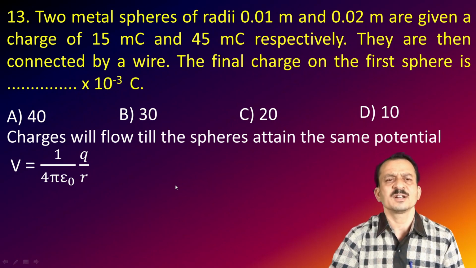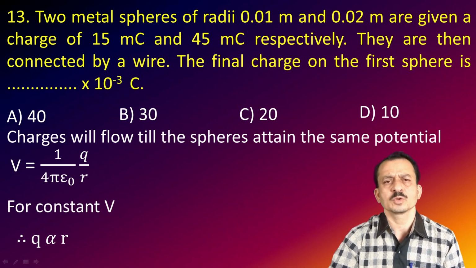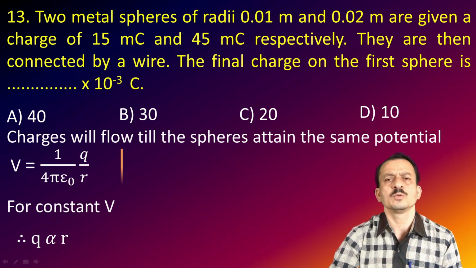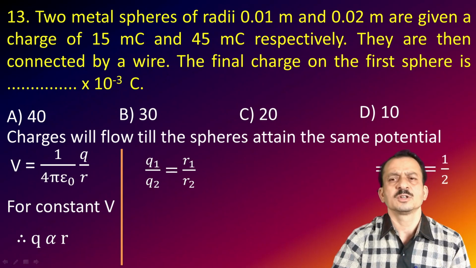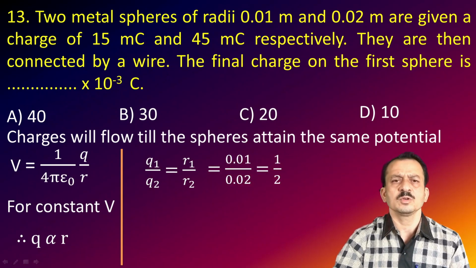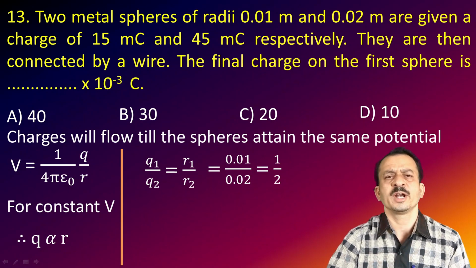Here if V is constant, then charge is directly proportional to the radius of the sphere. For constant V, Q is proportional to R. Therefore Q1 is proportional to R1 and Q2 is proportional to R2. If you take the ratio, Q1 by Q2 is equal to R1 by R2. Now R1 is 0.01 and R2 is 0.02, therefore it is 1 by 2. Here the charges are so distributed in the ratio of 1:2.